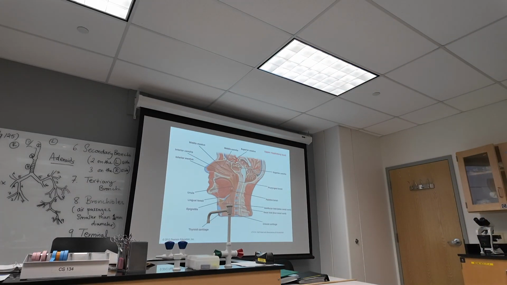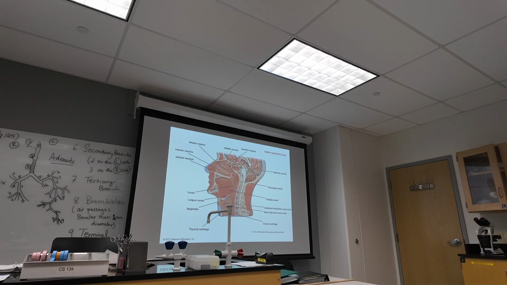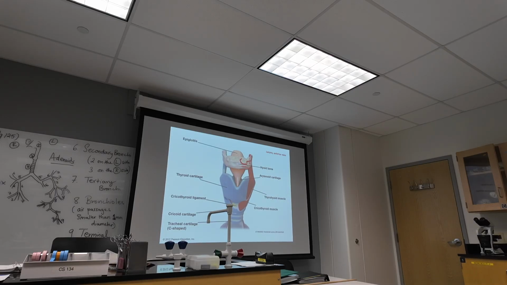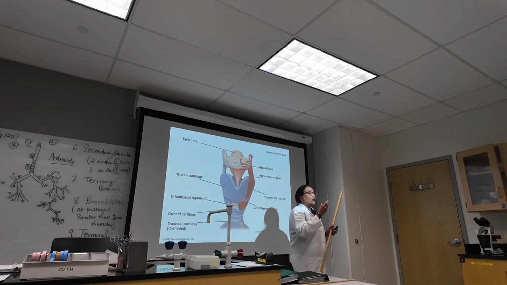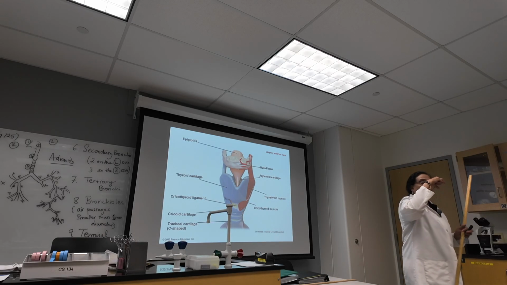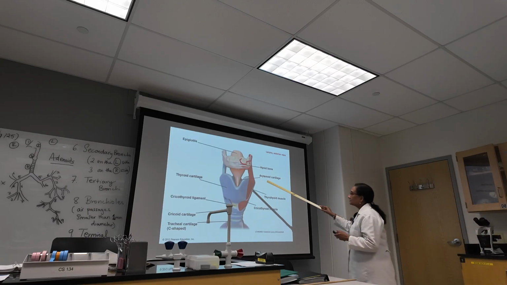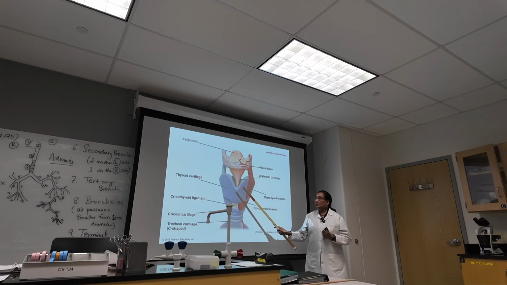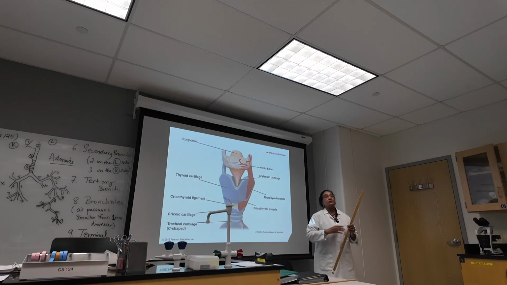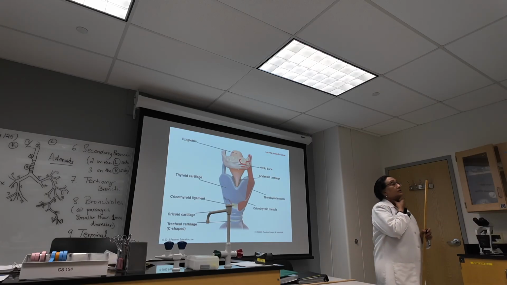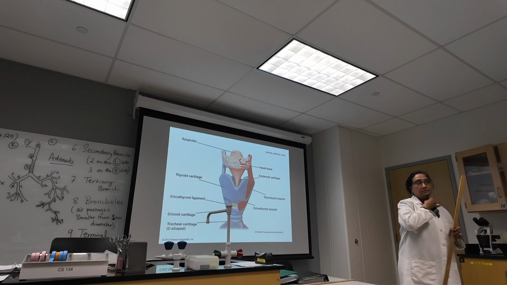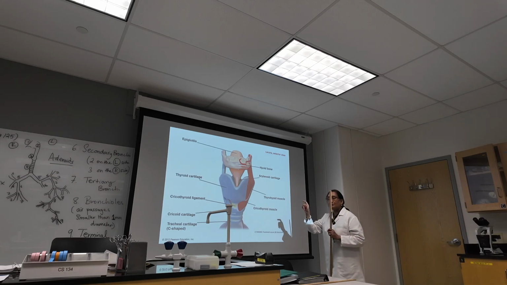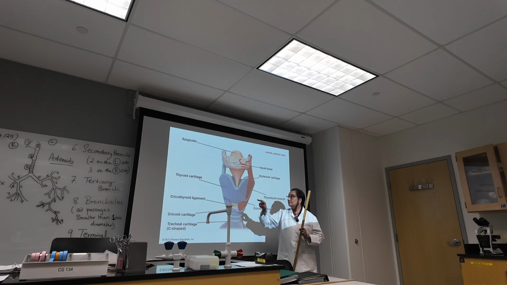So in that model, which there is one on each table, you should be able to identify the cartilages that protect your voice box. So this is just the outer aspect. The actual voice box is inside this protected structure. Okay. So the largest of the cartilages, that is in front and on the side, which forms the Adam's apple, which is more prominent in males, less in females, again because of testosterone.